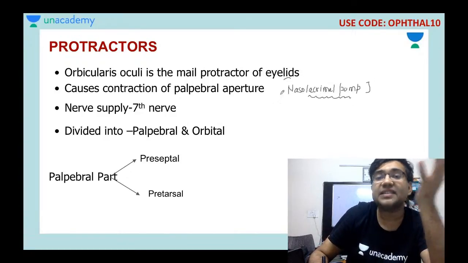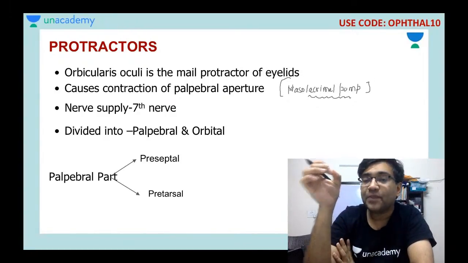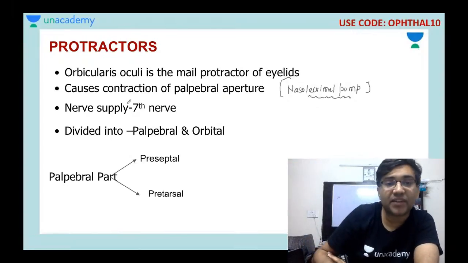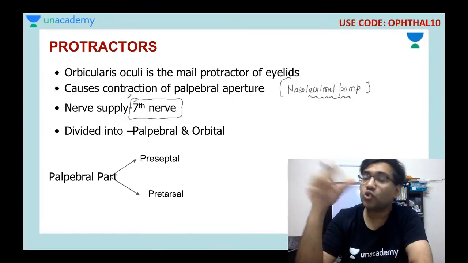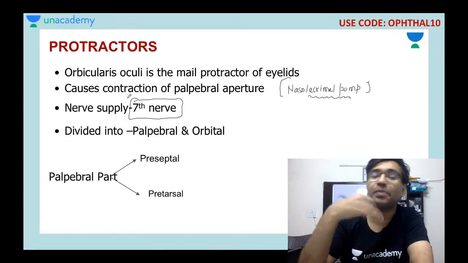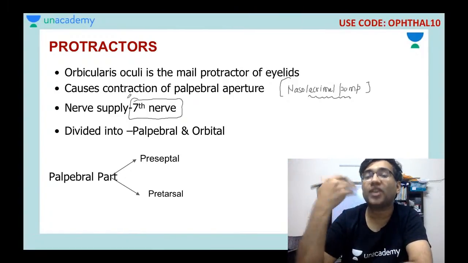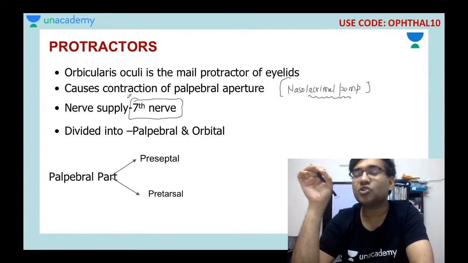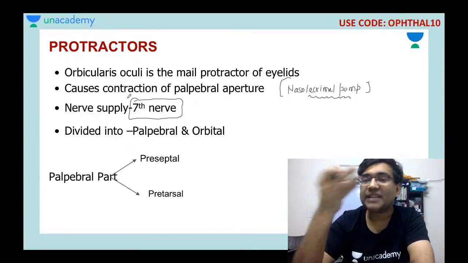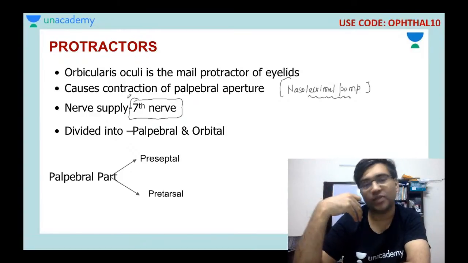So whenever the orbicularis oculi is affected, which is sometimes the case in seventh nerve palsy, also called Bell's palsy, the nasolacrimal pump will not work, and the patient often comes with watering. Why does watering occur? Because the lacrimal pump mechanism is not working well. That's why the patient is having watering from the eye.